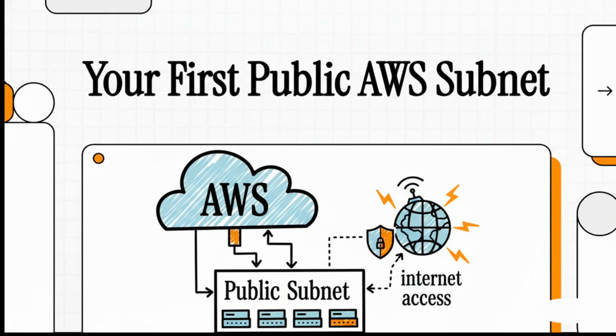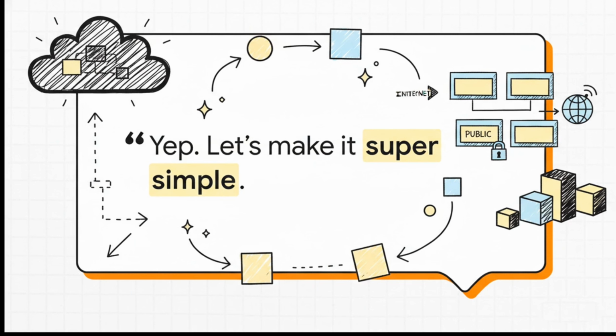All right, let's dive right in. Today, we're going to tackle a piece of AWS that can feel a little tricky at first, creating a public subnet. Now, I know it sounds complicated, but trust me, we're going to break it down so simply that you'll get it in just the next few minutes. And that's exactly what we're going to do.